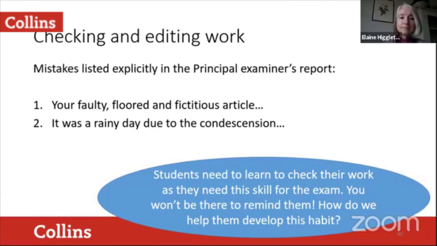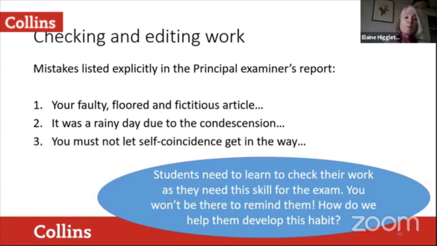Answers to the second one is the spelling. It should be condensation. It's more than the spelling. It's a completely different word. It should be condensation, not condescension. They're different words. Very close, obviously confused. What about this last one? What's wrong with this?